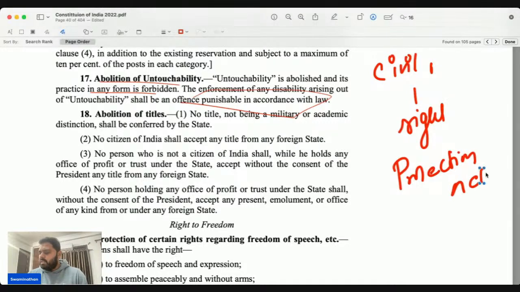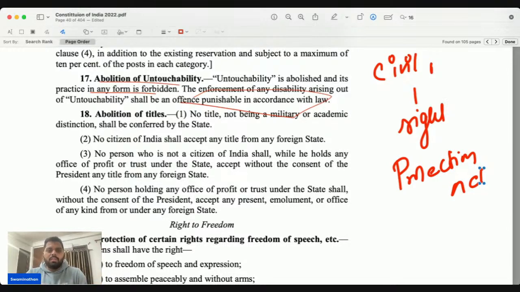So that punishes any disability which is caused to any person because of untouchability. Civil right has been defined there as any right which has accrued in anyone due to abolition of untouchability. It is one of the absolute rights. In all senses, it says untouchability in any form is forbidden.